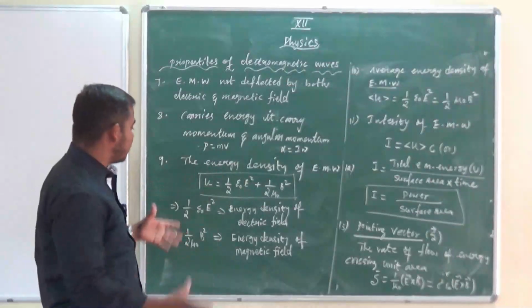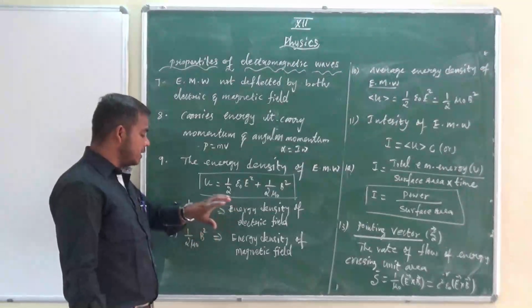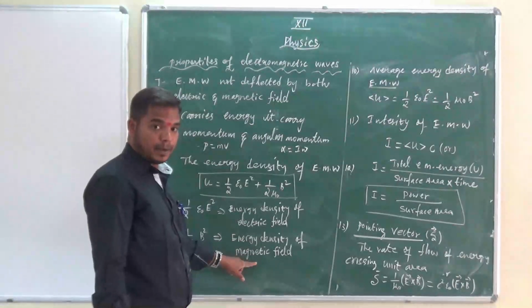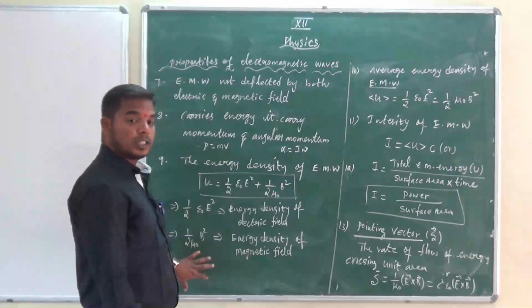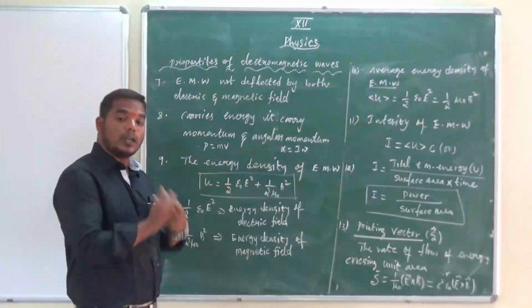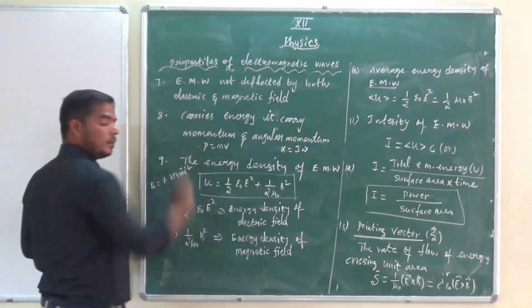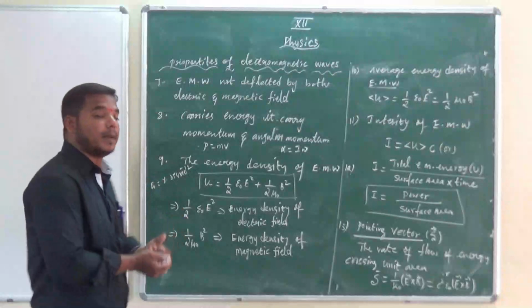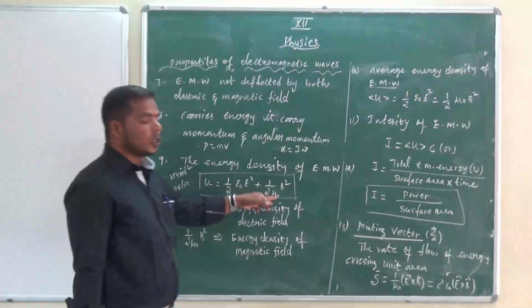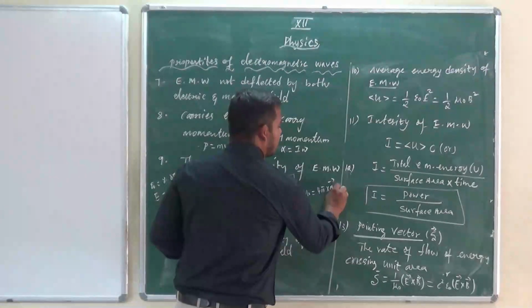Here, this is the common equation. We can also learn the separate terms: 1 by 2 epsilon 0 E square is the energy density of the electric field, and 1 by 2 mu 0 B square is the energy density of the magnetic field. This is a repeated question. They will give values to find the energy density. Epsilon 0 value is constant: 8.854 into 10 to the power of minus 12. Suppose they give the electric field E equal to 10 volt per meter. And the mu 0 value is also constant: mu 0 equal to 4 pi into 10 to the power of minus 7 henry per meter.